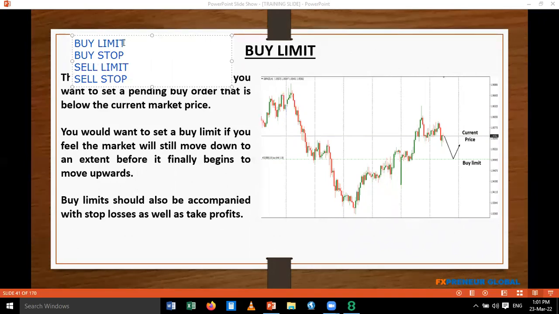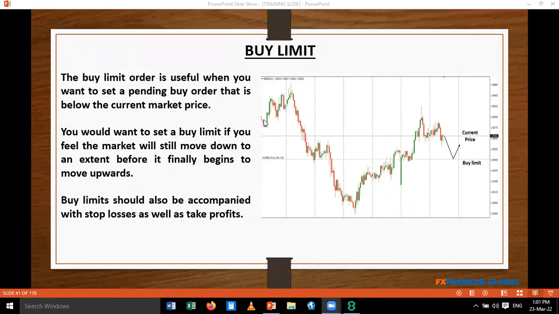Now, the buy limit is placing a pending buy order that is below the current market price. This training material will be sent to you. So I was even surprised you're asking me about it today. This was sent to you over a week ago. At this point, I was even expecting that you must have gone through it back to back before this class started. Buy limit is placing a pending buy order that is below current market price.